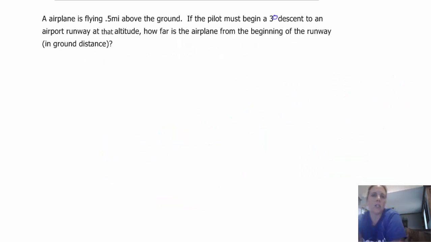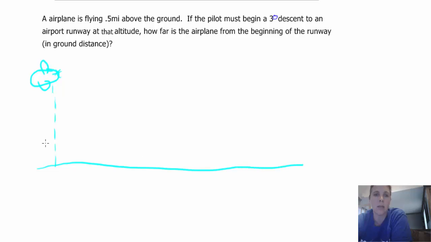Okay, the next one, so these two are going to be angles of depression. Okay, an airplane, so here's my awful drawing of an airplane. An airplane is flying 0.5 miles above the ground. Okay, so let's say this is the ground. It should be straight, but you get the point. 0.5 miles above the ground. If the pilot must begin a 3-degree descent to an airport runway, okay, so here's the beginning of the runway. Okay, we'll say this is the runway over here.